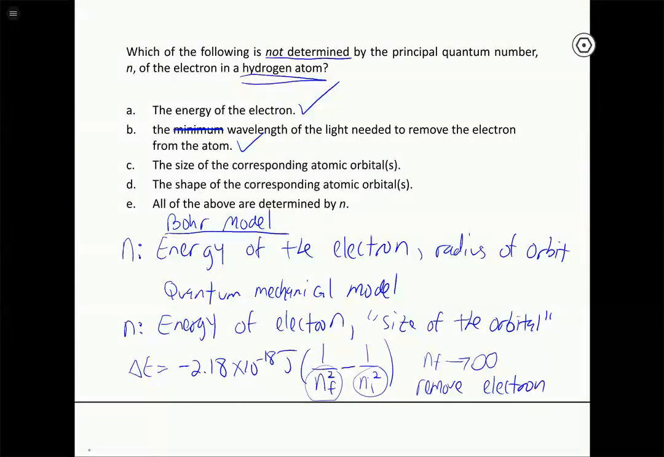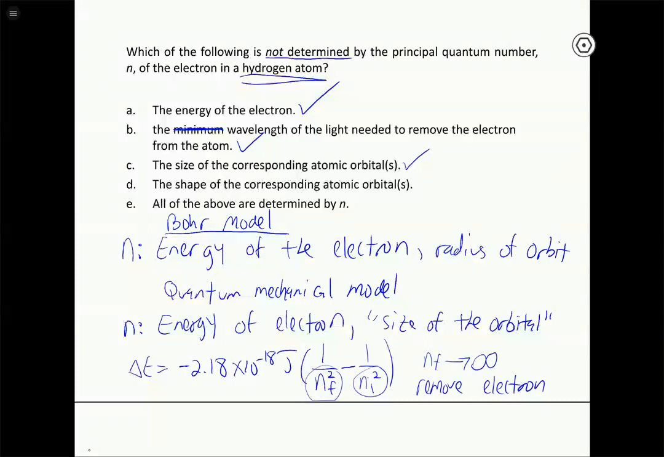Now, C is the size of the corresponding orbitals. We talked about that in the Bohr model. It tells us the exact radius of the orbit. Even though that's not really true for the orbital model, it does still tell us the size of the orbital, or the most probable radius, and that's going to increase with the value of n.